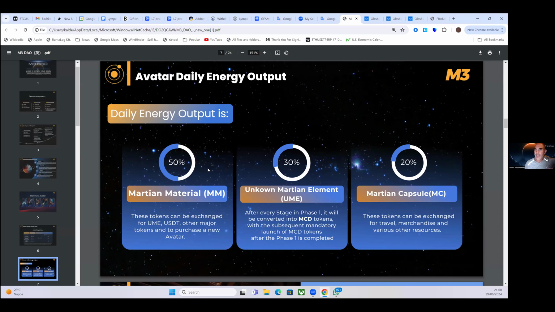Means, and now let's put together the picture. I'm just sharing back my screen, maybe it's easier to see. As I said earlier, of the reward we are getting, 50% can be swapped to USDT, if you remember. And 30% of the reward can be converted to MCD. And here comes the Martian capsule, the MC reward points. It can be used for travel or merchandise purposes.